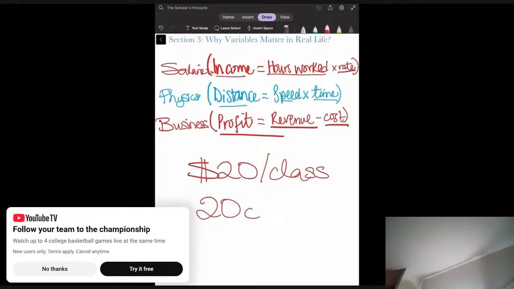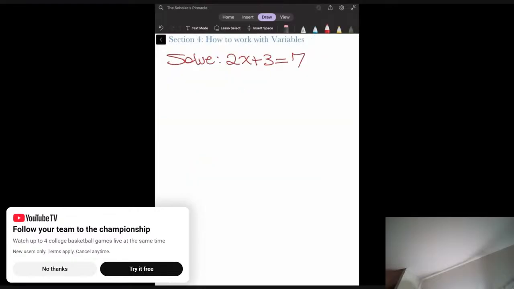Now that you know what variables are, as well as constants, and how they are applied in real life, here's how to work with variables. You have a basic equation below. How would you solve the question? You can pause the video to work it out on your own, or we can work on it together.